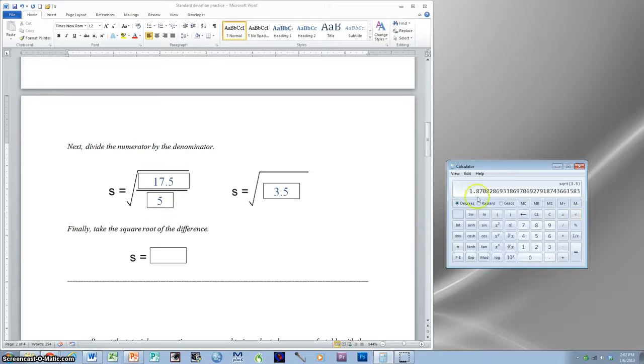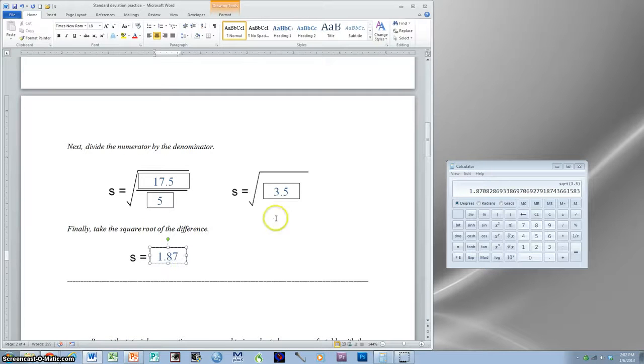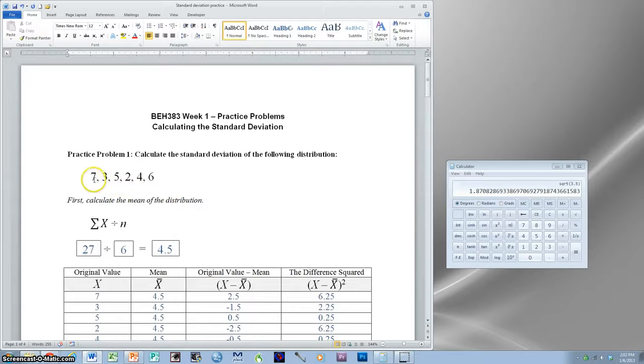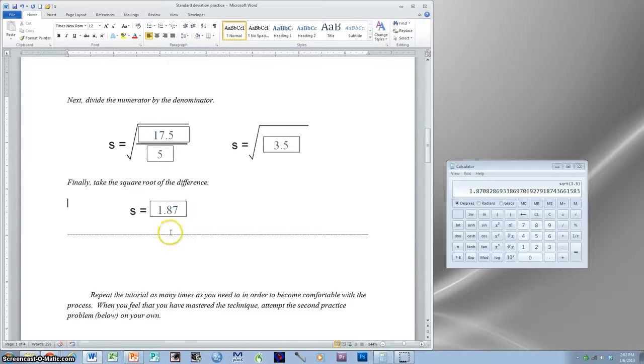It is 1.87082 and so on. We're on to the hundreds place, which is where the 7 is. The next number is under 5. In fact, it's 0. So the square root is 1.8. I'm sorry. Well, this is a square root, but the standard deviation is 1.87. So as a measure of variability, the standard deviation of these 6 numbers is 1.87.